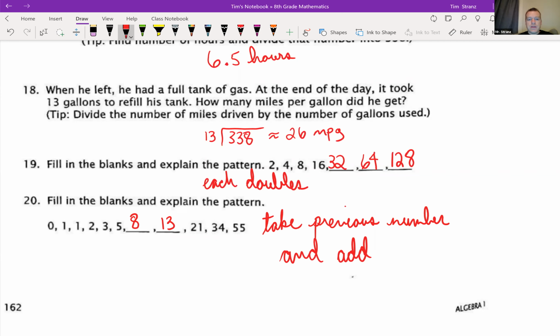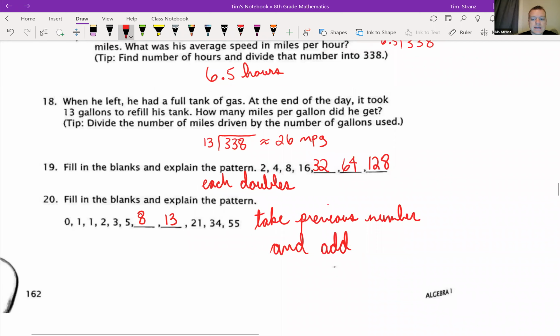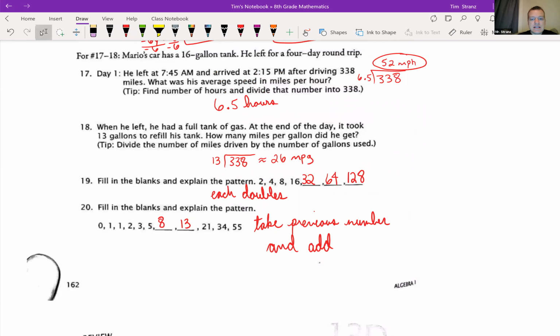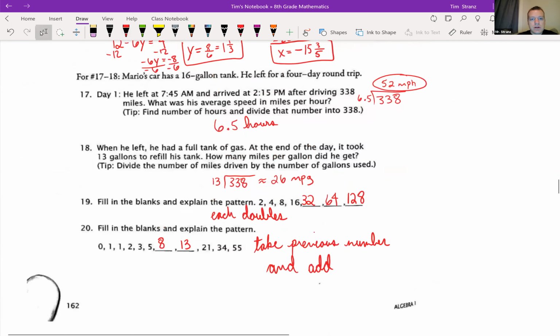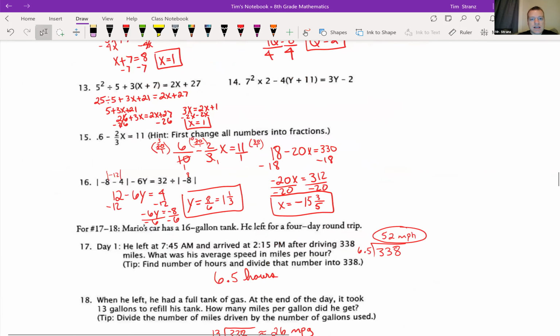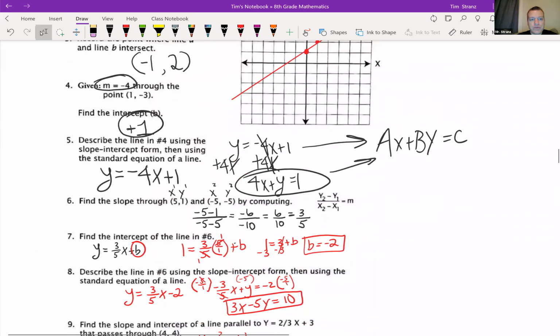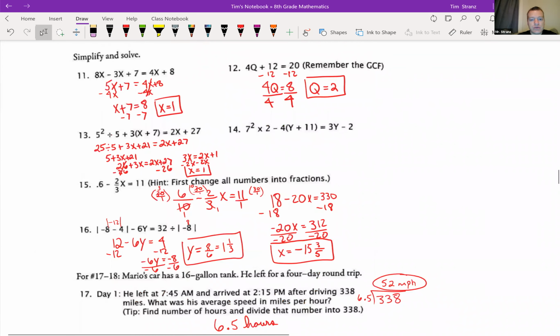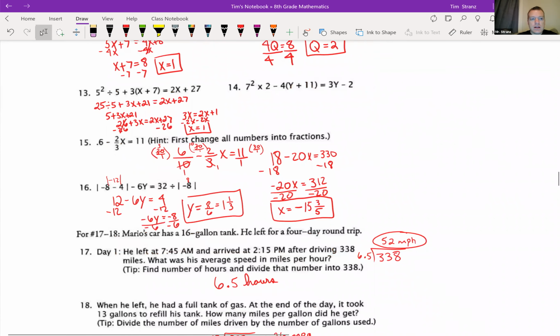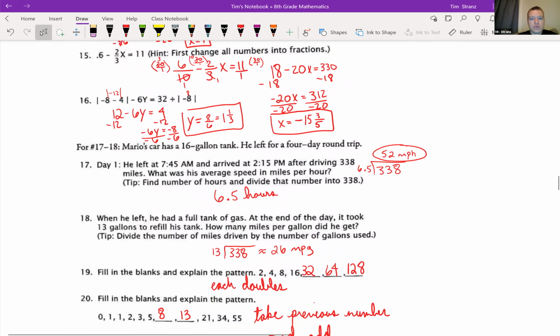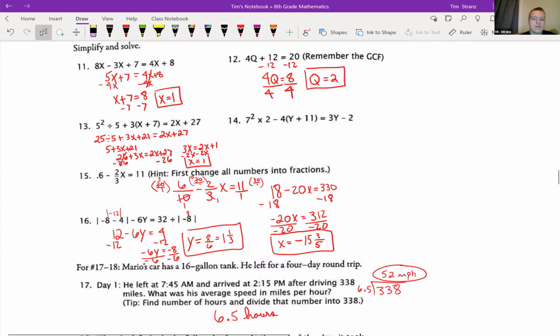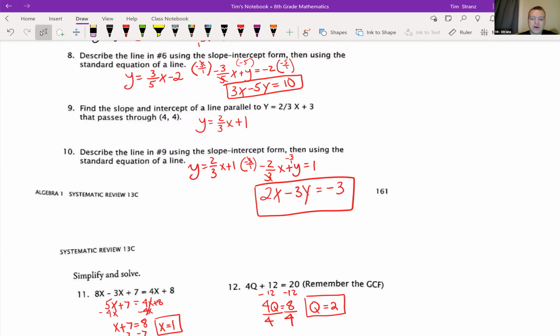All right, and that is it for lesson 13C. Talking about, most of it was simultaneous graphing equations with a little bit of review on simplifying and solving. All right, hope you enjoyed it. Sorry for that incredible error in the middle, but dust yourself off and get back up.